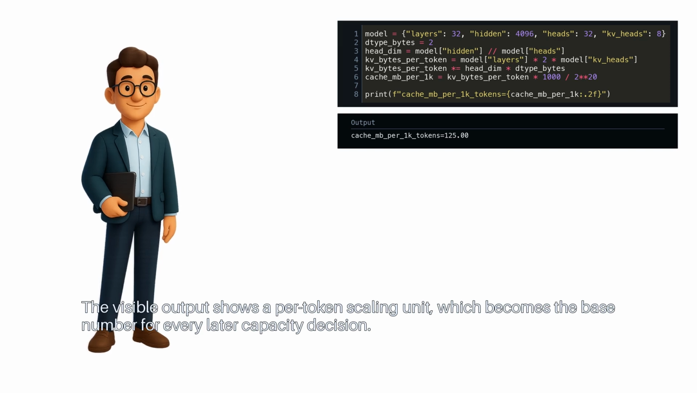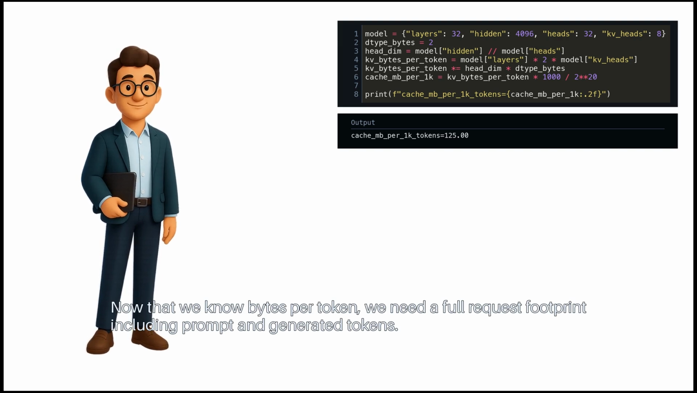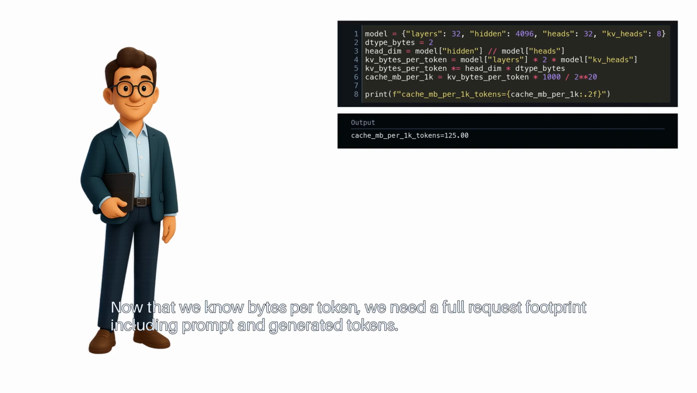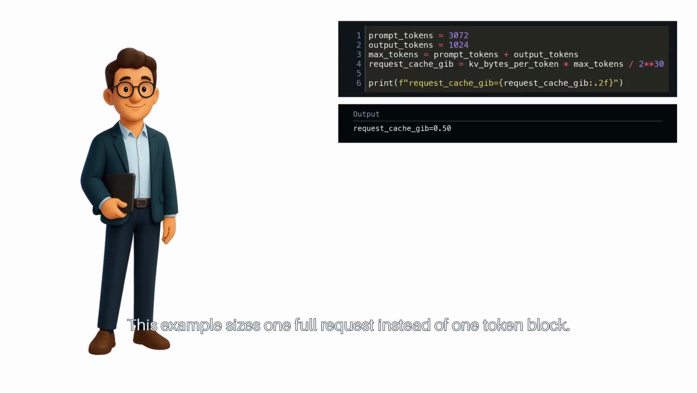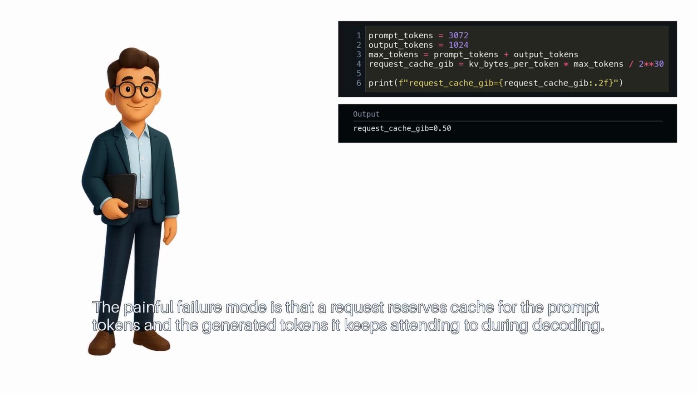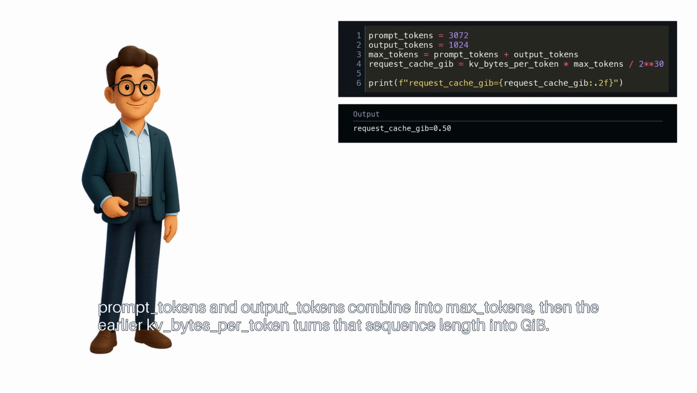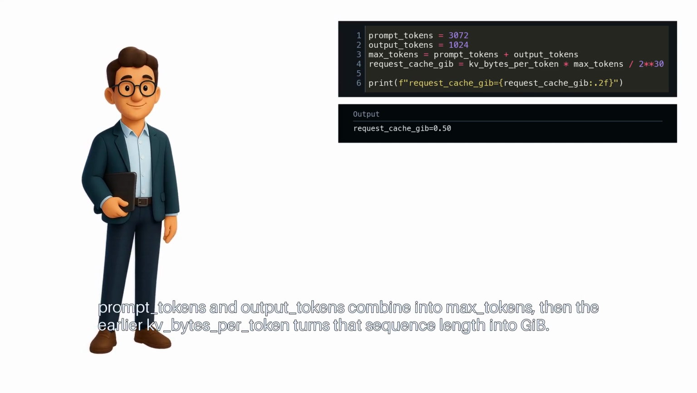Now that we know bytes per token, we need a full request footprint, including prompt and generated tokens. This example sizes one full request instead of one token block. The painful failure mode is that a request reserves cache for the prompt tokens and the generated tokens it keeps attending to during decoding. Prompt tokens and output tokens combine into max tokens. Then the earlier KV bytes per token turns that sequence length into GiB.